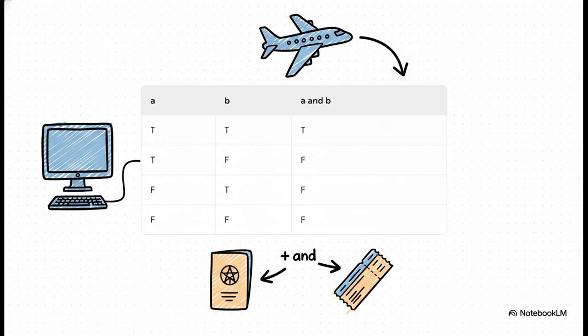Just look at this truth table. The only way to get a true result is if the statement on the left is true and the statement on the right is true. If even one of them is false, the whole thing comes crashing down to false.